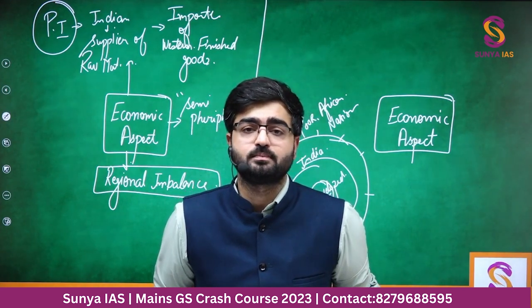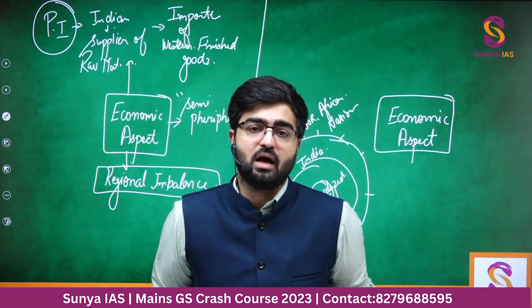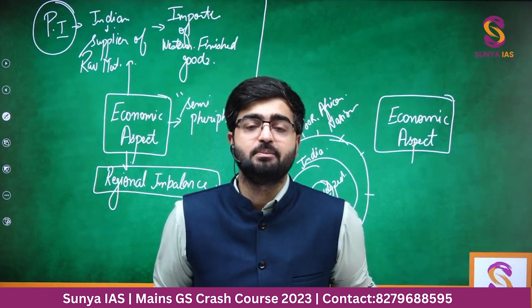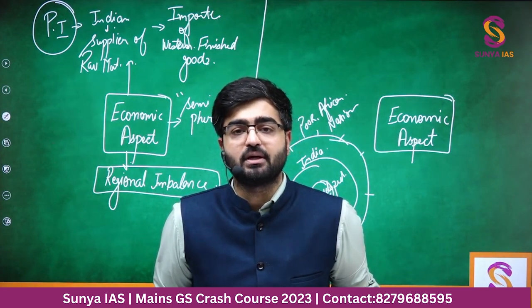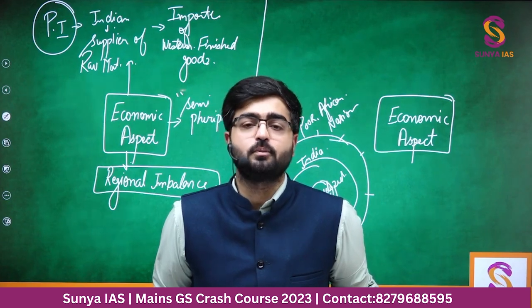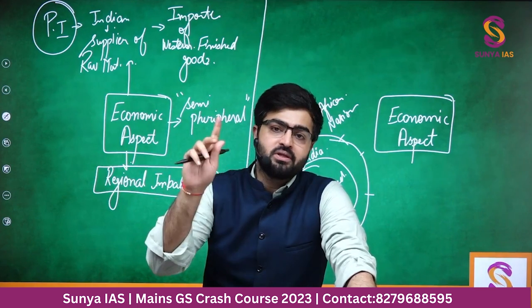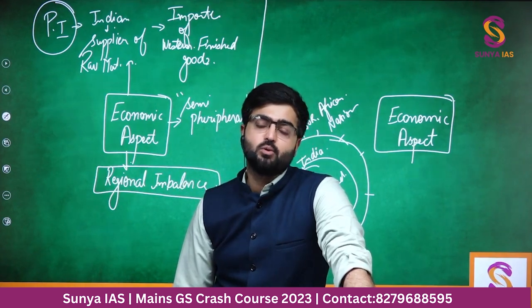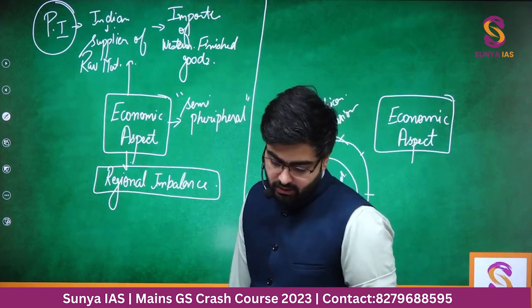The top three states have three times the GDP per capita, the top three rich states, than the bottommost three states. Okay, so this again starts to prove that regional imbalance is continuing, right?